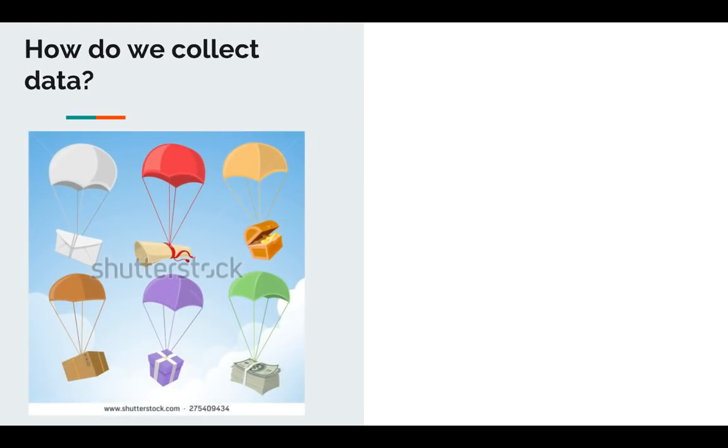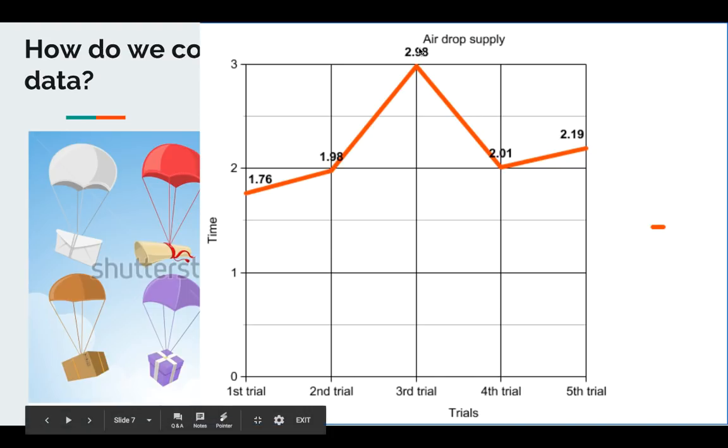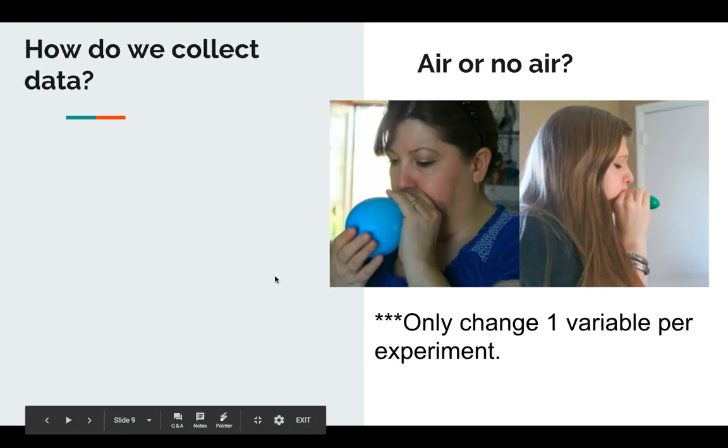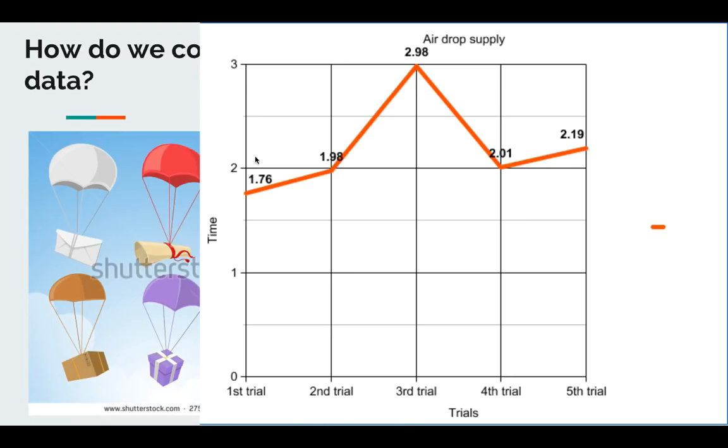So let's say I want to do my own experiment and I want to find out how long it takes for an airdrop supply that I create, just like you guys did, to drop down to the floor. Okay, so I do it 5 times. The first trial it goes 1.76. Then the second trial goes 1.98. Third trial 2.98 seconds. Fourth 2.1 seconds, and fifth 2.19 seconds. So here I tried it 5 times, and then I graphed it here. Trial 1 through fifth. And then the time is 0 seconds, 1 second, 2 seconds, and 3 seconds, right?